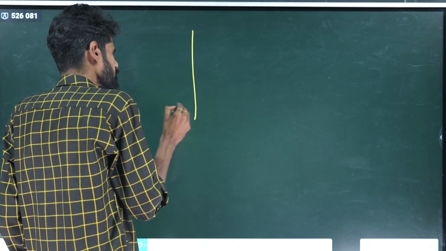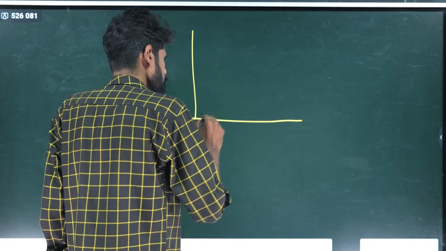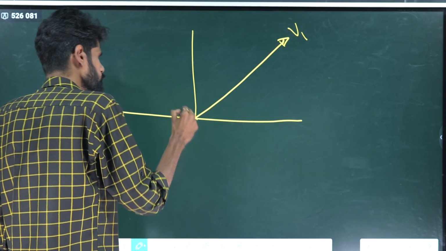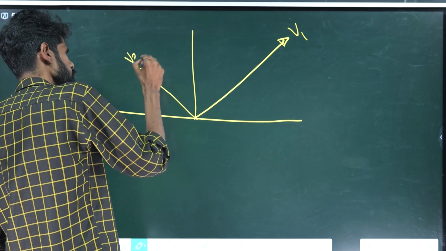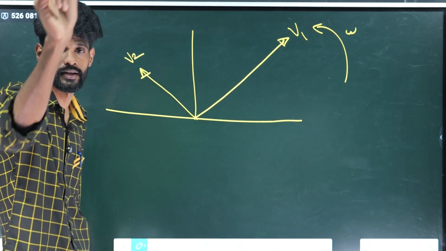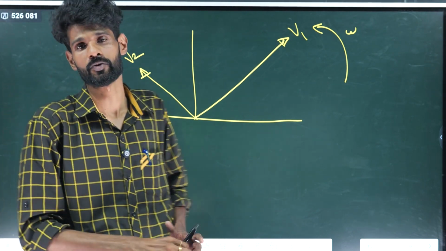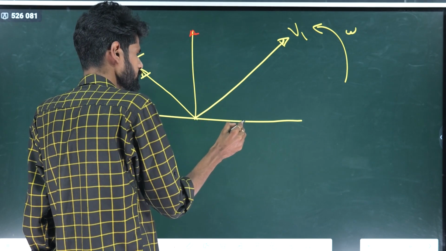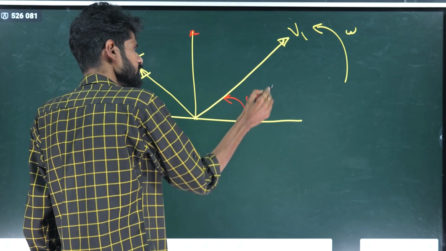Suppose there are two alternating quantities with different amplitudes. Here the first alternating quantity is V1, and this one is the second alternating quantity, V2. So from this we can represent the two alternating quantities. Remember that the rotation of the phasor is always treated as anti-clockwise. Now this is omega t after t seconds.